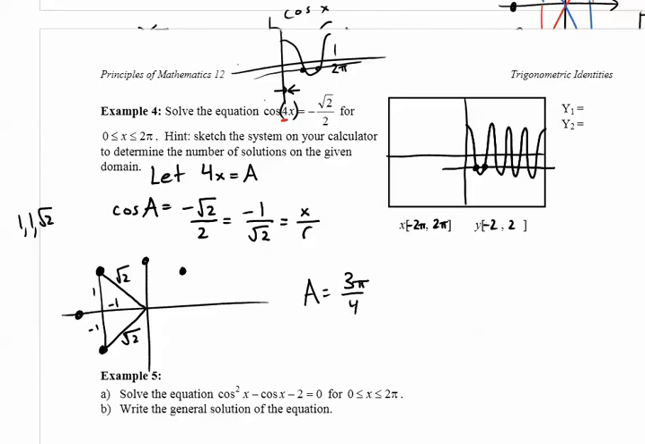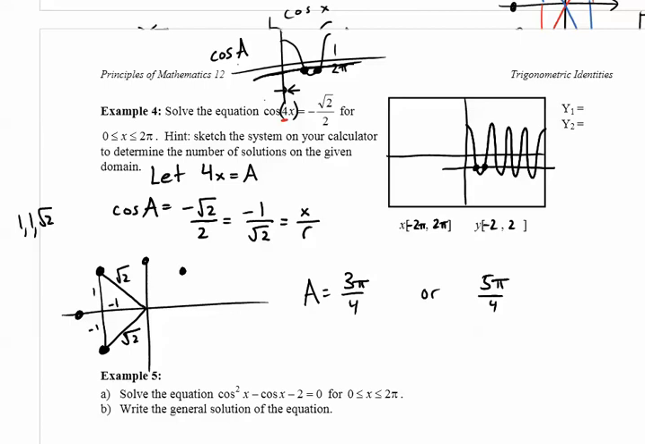4, 5 pi over 4. Okay, so basically what I did was I solved on the normal cosine graph: cosine A equals -√2 over 2. And now I'm going to take those answers and compress them 4 times.